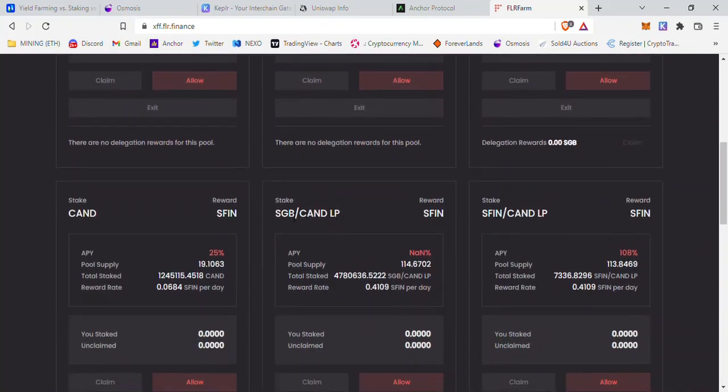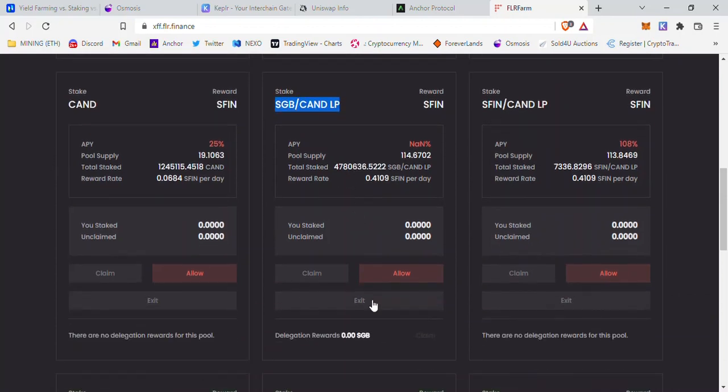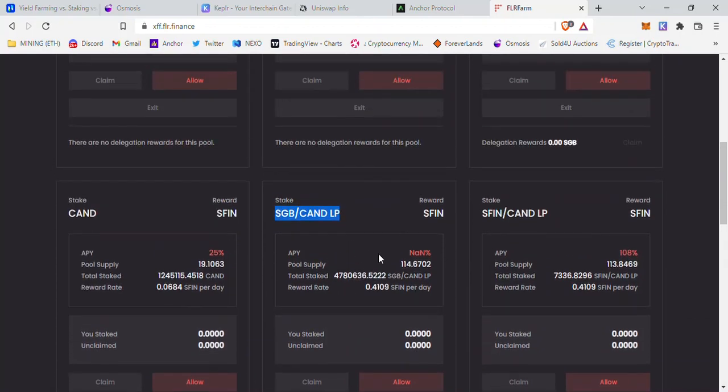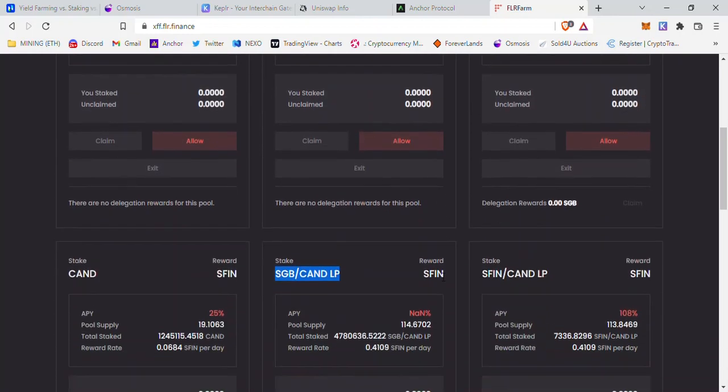So we're looking, there it is. And that's the SGB Canary Dollar liquidity pool. And so you have the LP token necessary to enter this pool. So then you would allow it, enter the pool, and then you're earning SFIN. SFIN is their governance token. And so this is what you'll see in most cases.